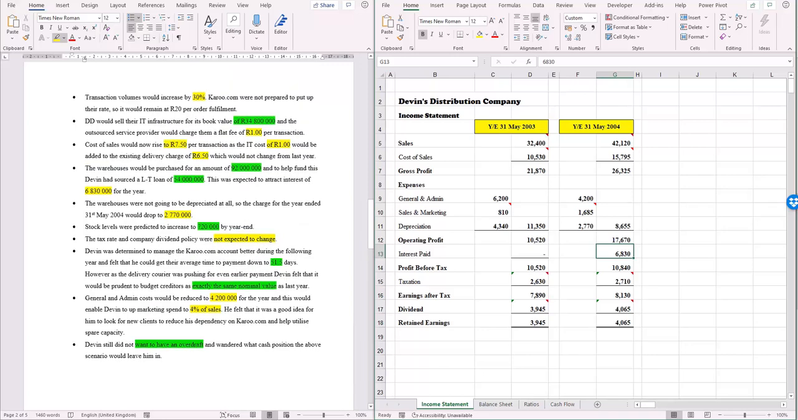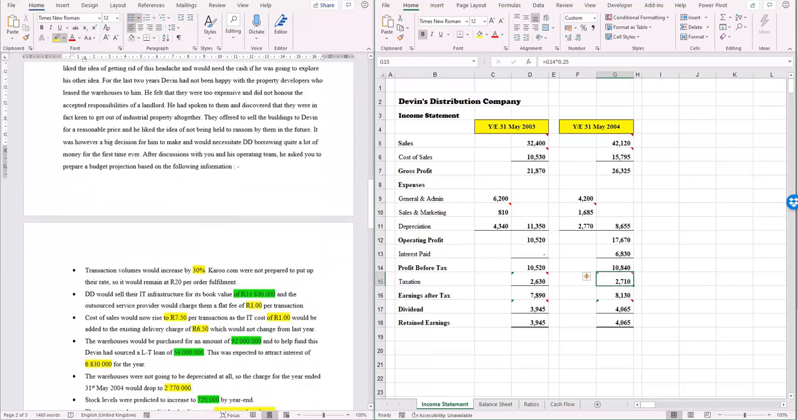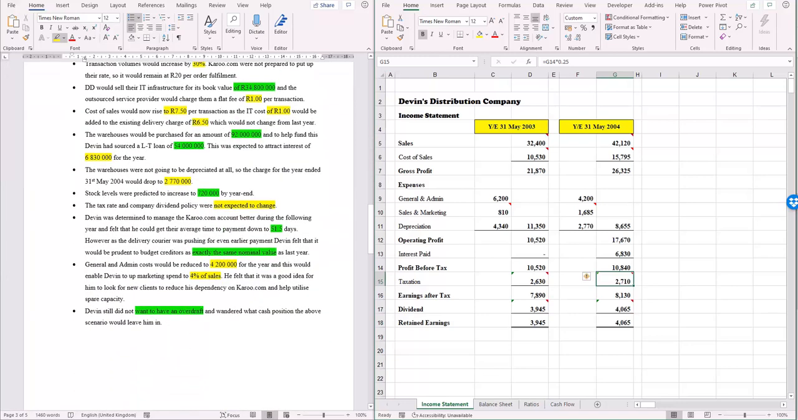Let's see, where exactly is that? So there's the loan amount, and here 66.83 million is the interest expense. Plug that in. Subtract that to get your operating profit. Tax remained unchanged. Remind myself, what was the tax rate? 25%. No change in the tax rate.